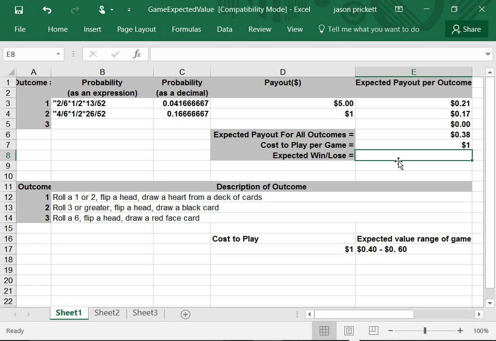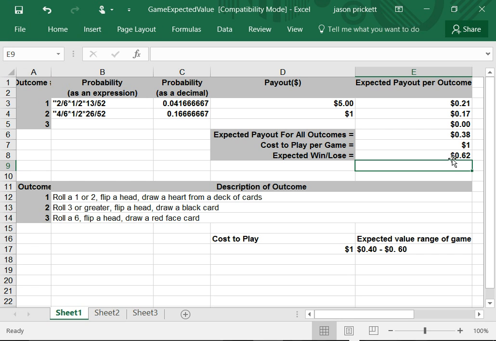And the expected win or lose, well, you're out $1 already, right? So what you want to do is simply say your expected value. Let's just think of it as, okay, how much do you get back out of your dollar? So that would be equal to this minus E7, cost to play, minus the expected payout. Okay? So 62 cents. So that's how much you actually lost so far per game.